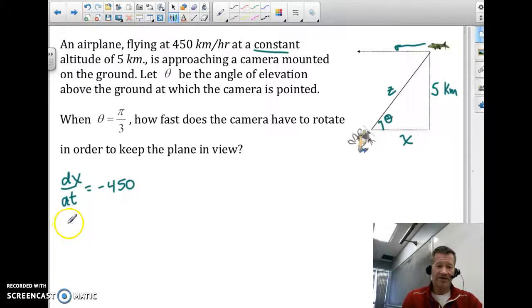Now, what do they want us to find? How fast is the camera rotating? In other words, they want to find out how fast this angle is changing. They want us to find d theta/dt when theta is pi over 3.